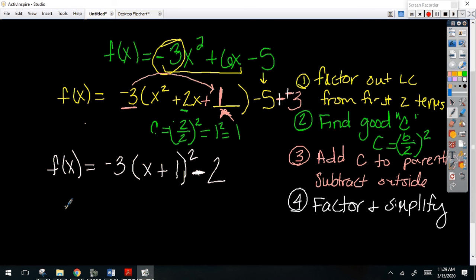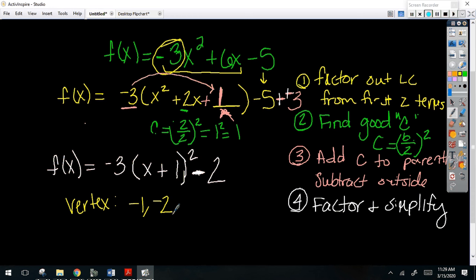All right, so my vertex here, you see it now looks like vertex form, which was the whole point, is that I get it in that vertex form. So then I can analyze from there. So my vertex here would be opposite sign, same sign.